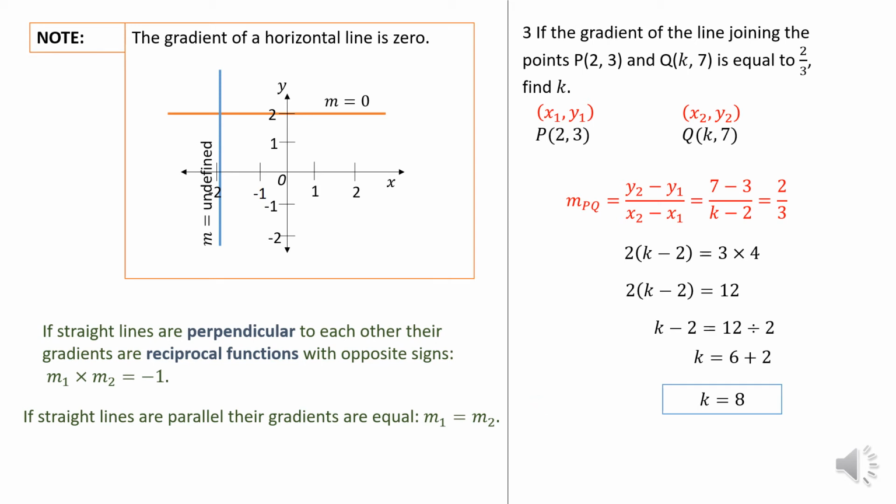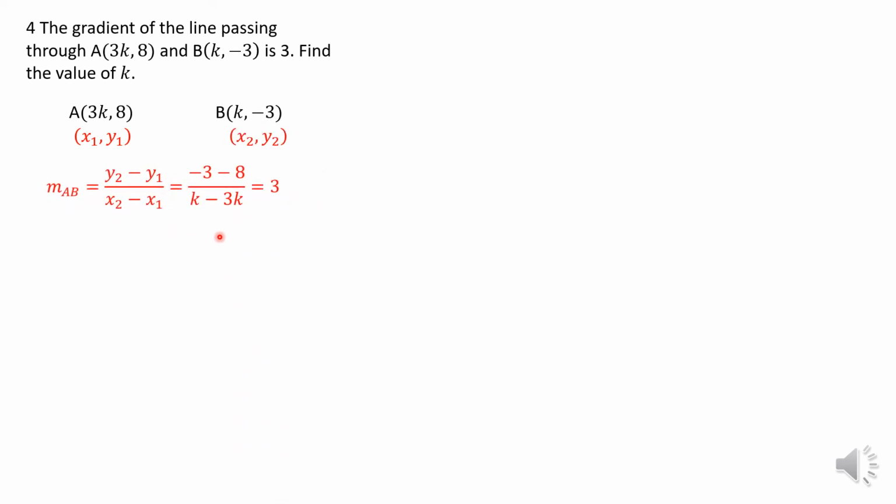So I've got a few more that we can look at. The fourth one here is something similar, but here you are told to find the value of k for a line passing through these points, and the gradient is given as 3. The point A is 3k, 8. The point B is k, -3. We know what the gradient is. So if I identify my points and sub into my formula, then -3 minus 8 over k minus 3k equals 3.